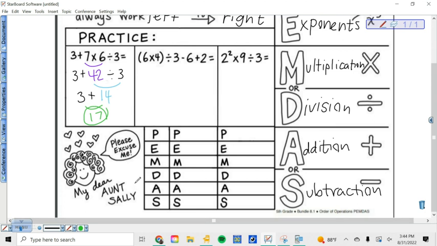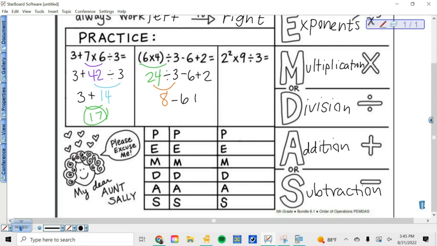Cool? So when you see things that say evaluate the expression, this is what it wants you to do, right? Simplify it down to one number. All right, let's look at the next one. What's my first step? The parentheses, 6 times 4 gives me 24. And then what comes next? Division. 24 divided by 3 is 8.